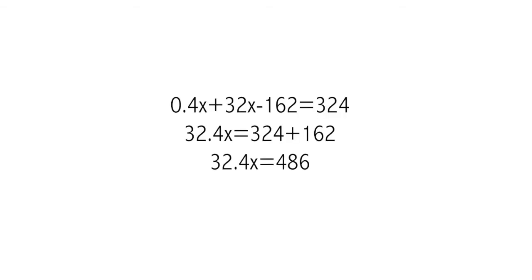Just a quick note, whatever you do, once you reach this stage where you're moving things, don't think of them as moving things, rather think of them as applying the same operation to both sides. To get rid of this 162, you're adding 162 to this side, so it becomes 0. But because you're doing it to the left hand side, you also need to do it to the right hand side, so we are adding 162 here. Here we're dividing by 32.4 to isolate the x, so we have to apply the same operation here, and therefore we divided by 32.4 to get x equal to 15.